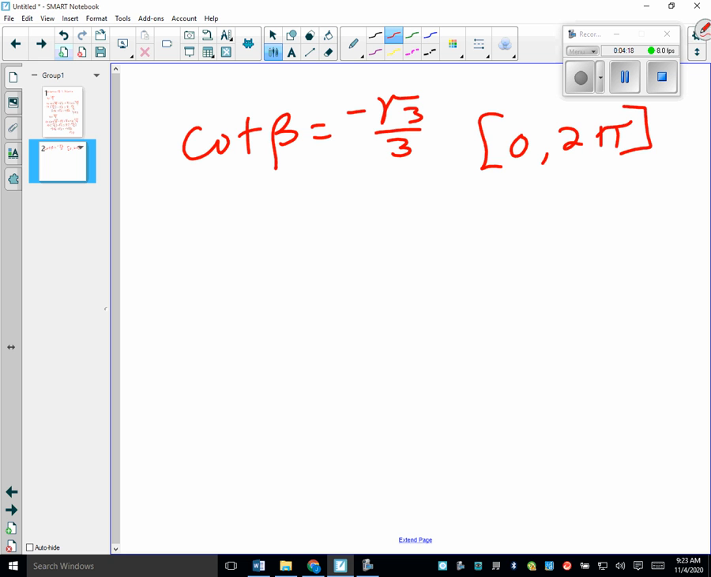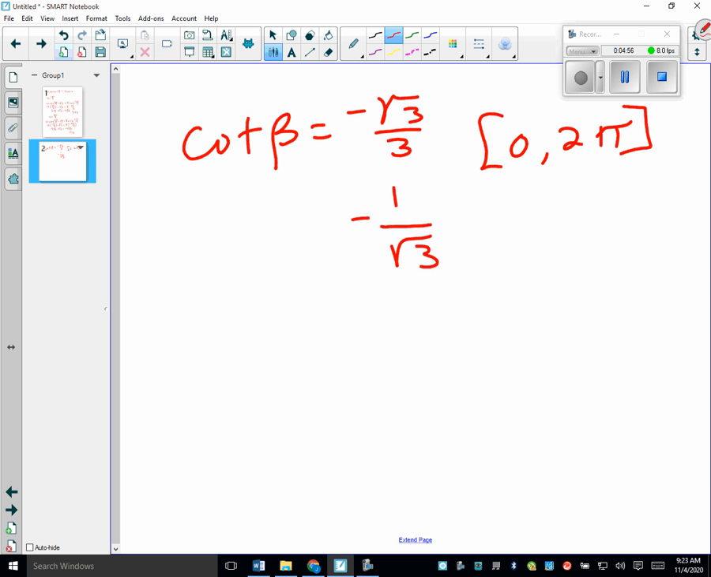First of all, I can't have radical 3 over 3 like that. What would that be? Negative 1 over radical 3. Do we agree? Yes. And cotangent is the reciprocal of tangent. 100%. So what quadrant is it negative in? The second quadrant, and fourth. Second and fourth.